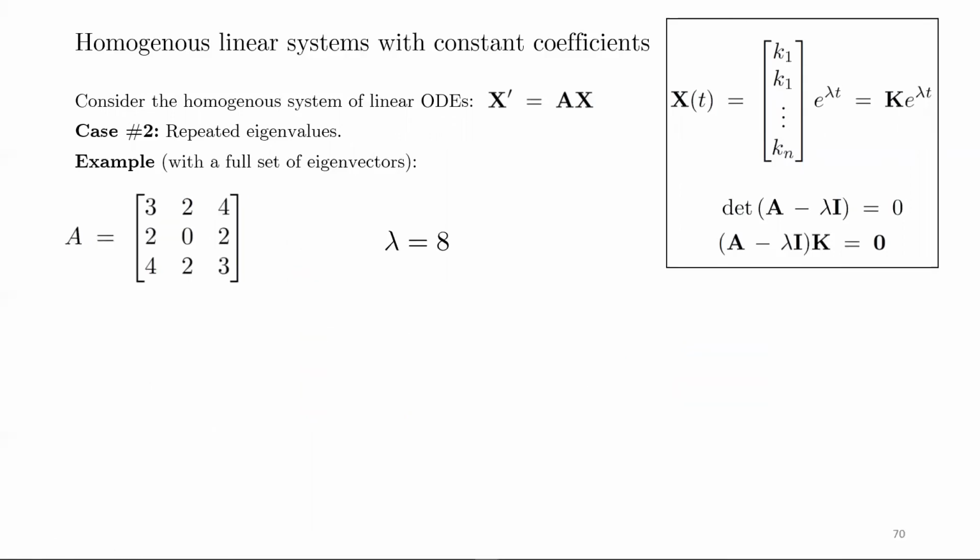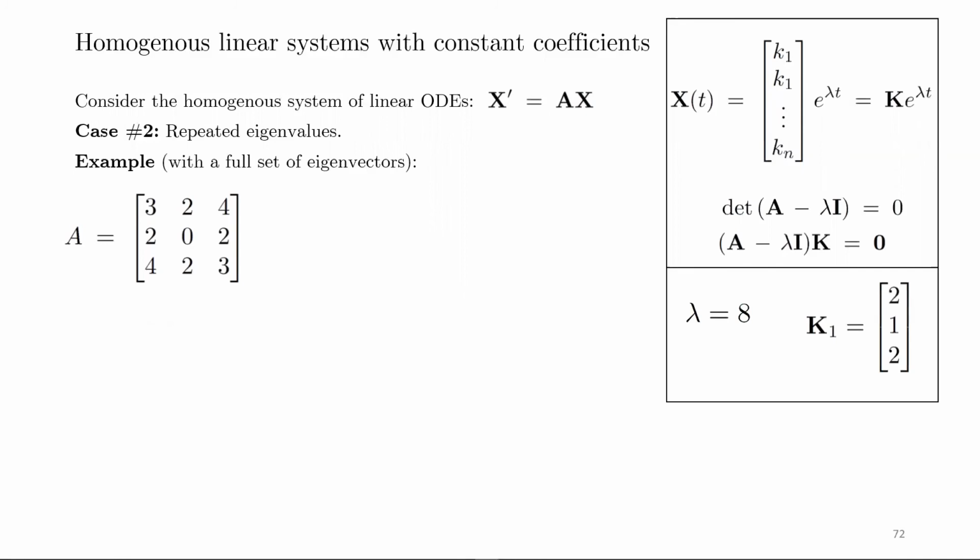So let's deal with lambda equals 8 first because it's not repeated. I'm going to leave it to you to go through and prove that the eigenvector associated with lambda equals 8 is 2, 1, 2. But really, because here we're interested in the repeated case, I'm going to move quickly on to the eigenvalue -1. This eigenvalue of -1 has multiplicity 2.